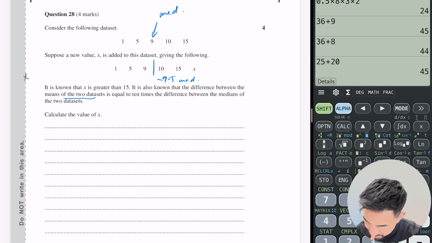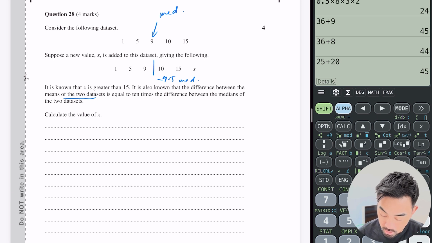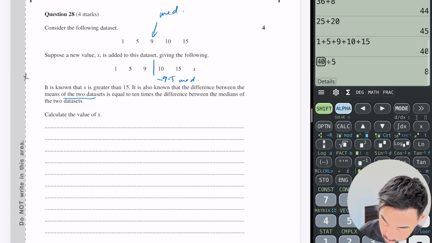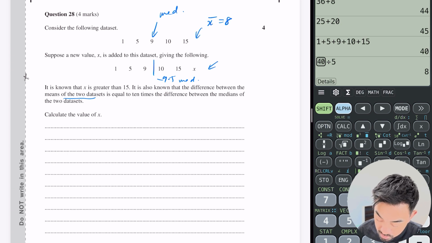So I know that the difference between the mean of the two data sets is equal to 10 times the difference of the median. All right, so what's the mean of this one? Well, the mean is 1 plus 5 plus 9 plus 10 plus 15 divided by 5. So the mean of this one is 8. The mean of this one will be, what will it be? It will be 40, so we just add all those numbers up.